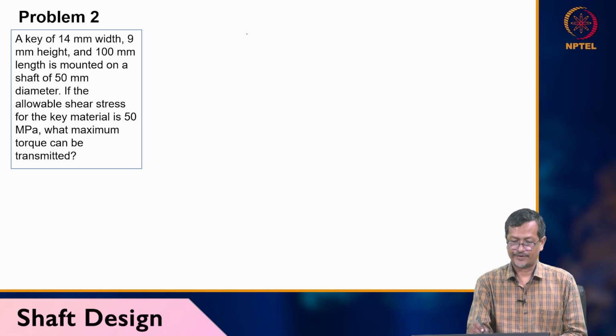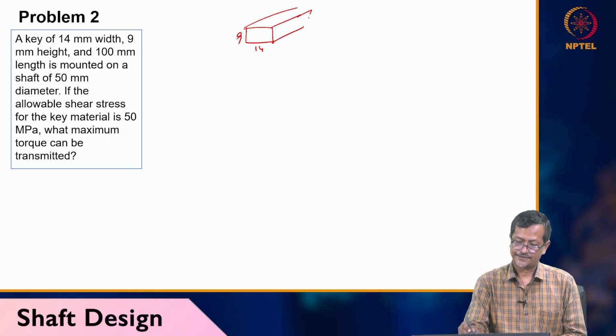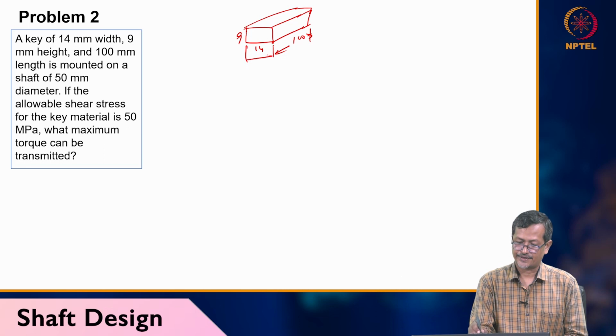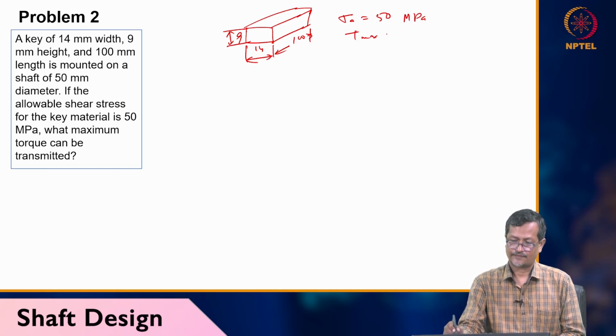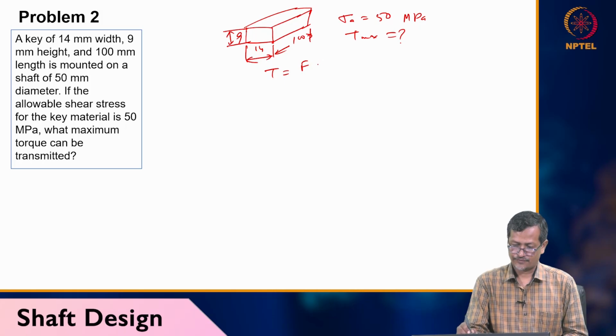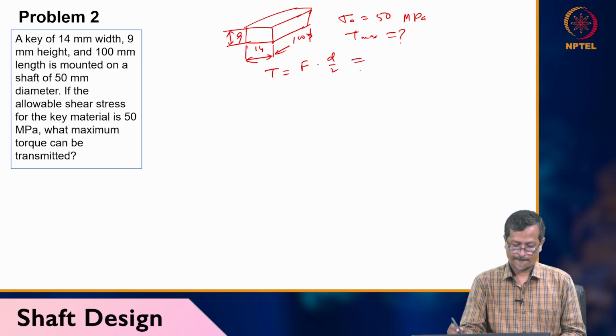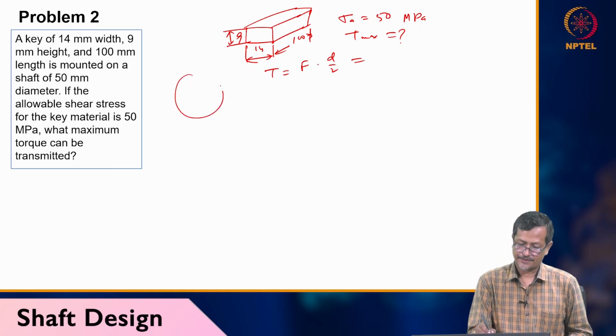So let's see another problem on a key. A key of 14 millimeter width, 9 millimeter height, and 100 millimeter length. Units in millimeters, so I'm not writing the unit. If the allowable shear stress for the key material is sigma A equals 50 MPa, find the maximum torque that can be transmitted. Here torque equals F D by 2.